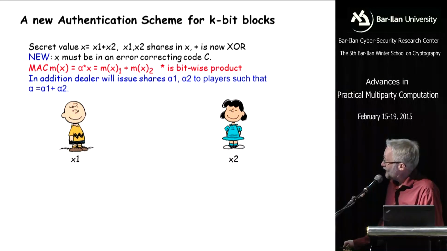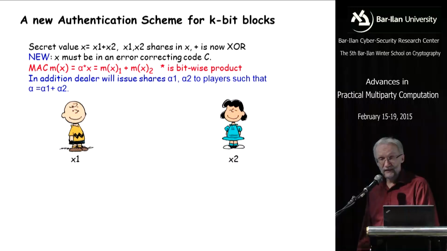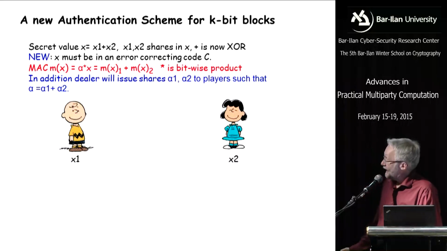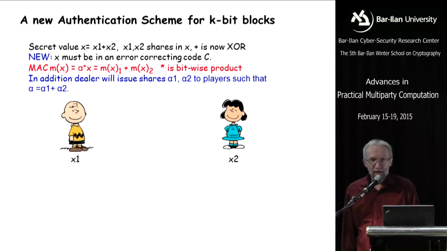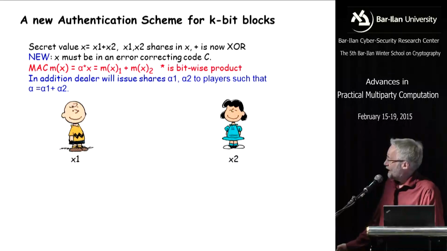The MAC looks a lot like it was before. So there is a random alpha, which is the key, a random bit string. And the MAC once again is the product of the data x with the key, except that it is now the bitwise product, or the Schur product, as some people would call this. Yes? And once again, we add some secret shares this time, just like before. The dealer issues shares alpha 1, alpha 2 through the players, such that when you XOR together, you get the key alpha.